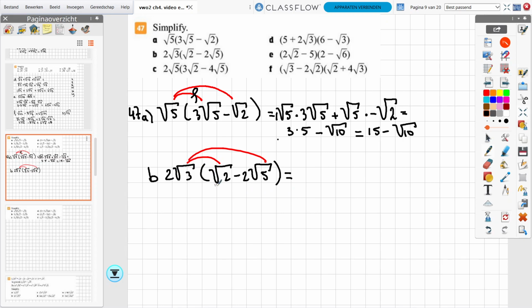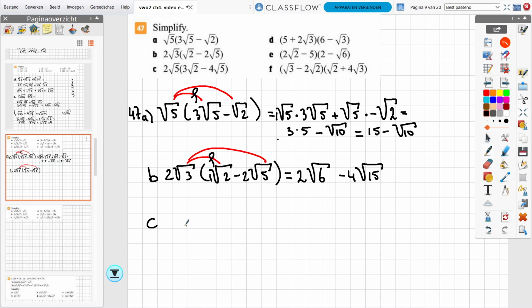2 times the number in front of root 2, which is actually a 1. 2 times 1 is 2. And root 3 times root 2, 3 times 2 is root 6. So that's the first thing taken care of. Now the second thing, 2 times minus 2 is minus 4. Root 3 times root 5, 3 times 5 is root 15. And believe it or not, we're done here, because root 6 I cannot factorize, root 15 I cannot factorize, and they're non-like roots, so this is just your final answer. 2 root 6 minus 4 root 15.